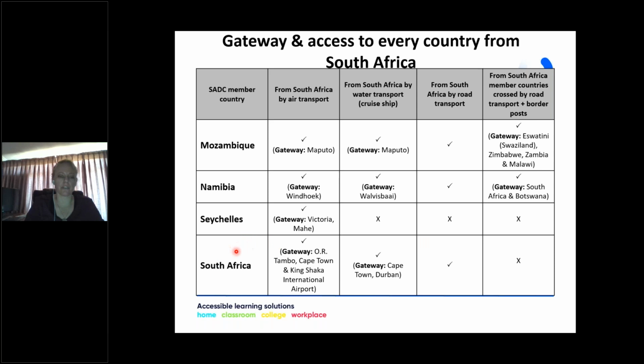South Africa, our main gateway in terms of air transport is OR Tambo International, Cape Town, and King Shaka International Airports. You can reach us through water transport, gateways Cape Town and Durban, and then obviously we can travel in our own country.